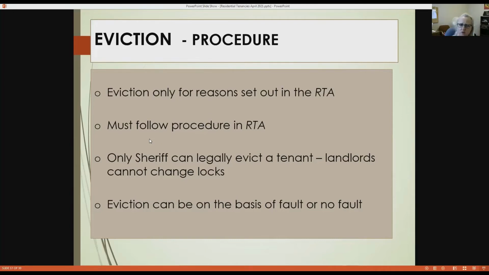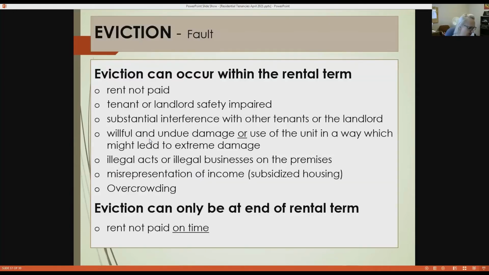So any eviction has to follow the requirements of the Residential Tenancy Act. There are what we call fault and no fault evictions. No eviction can occur without an order from the board being issued. So you have to go through the landlord-tenant board to get an eviction order. There's no way out of that process.